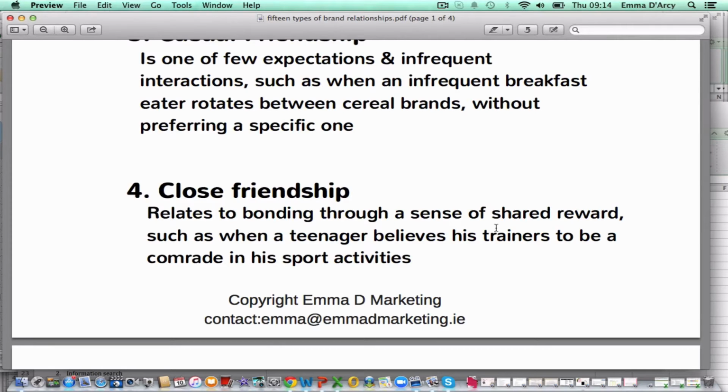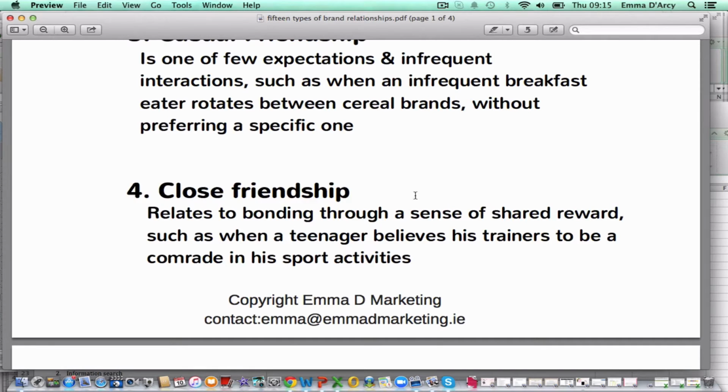The whole affiliation between excellent trainers and Nike is that there is a shared reward, there's bonding. So it's like the product, in the case of the trainers and Nike trainers or other types of trainers that people go for, it's like the trainers become part of the person. They signify something to their friends and their family. So if they're wearing Nike, they're out running and they're doing what they can, it shows good character and all that sort of stuff. So close friendship, and this is a really good one to foster.